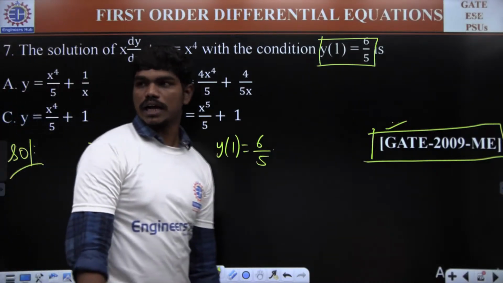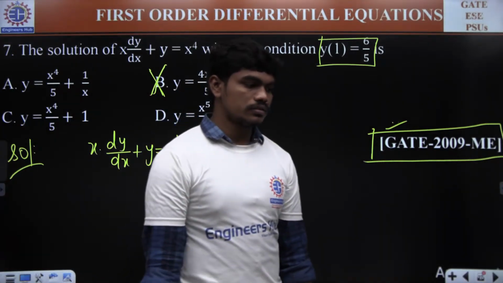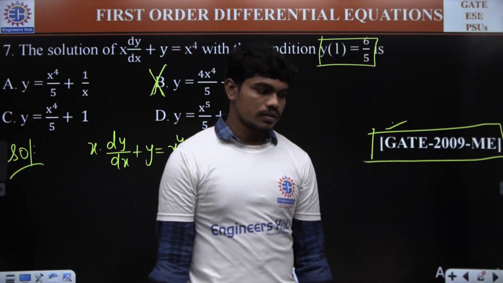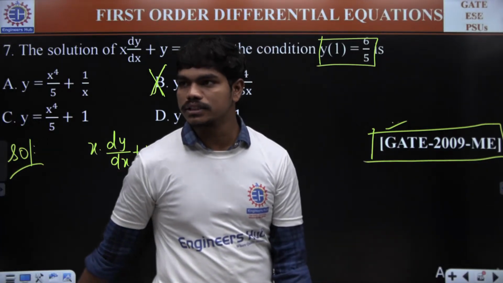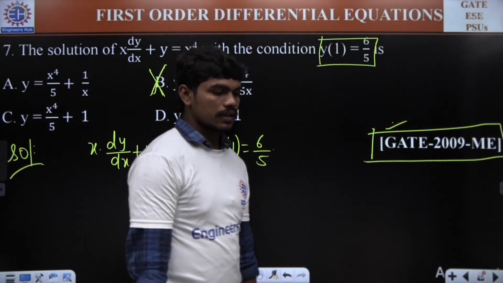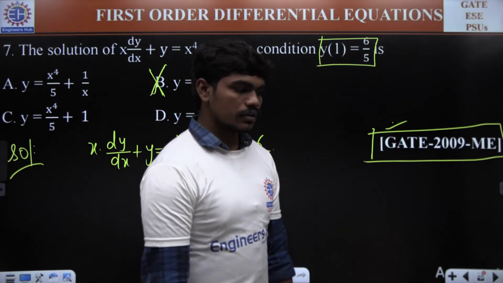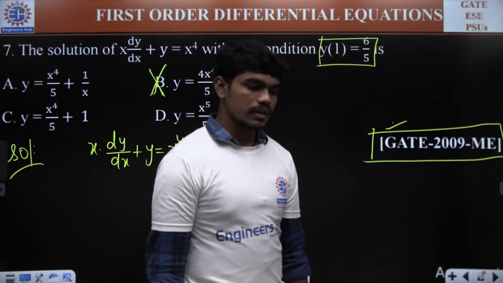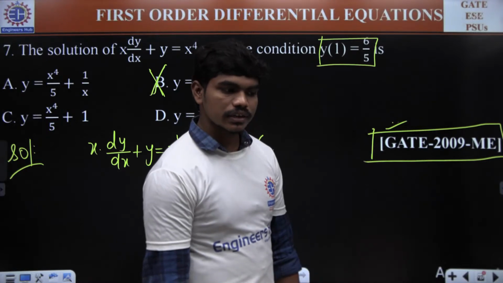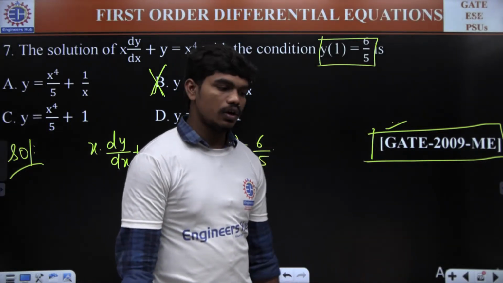Now please try to tell me what's the answer for this. Any one of you, please try to tell the answer for this. Option A, is it x power 4 by 5 plus 1 by x? If is equal to x, what is if is equal to x? Sai Babu, look, I'll solve it for you.